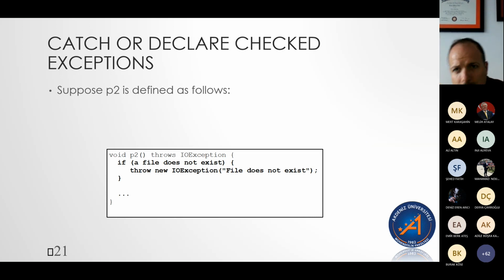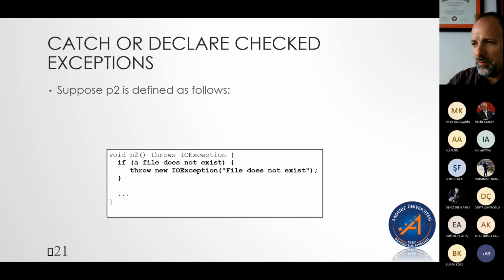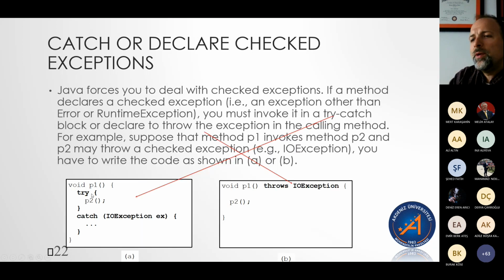Now, there are some exceptions that are checked, right? If the compiler knows that there's an exception that could be thrown within a method, like IOException, for example, then it makes you declare it. So you either have to put it in a try block, or you have to say throws exception.